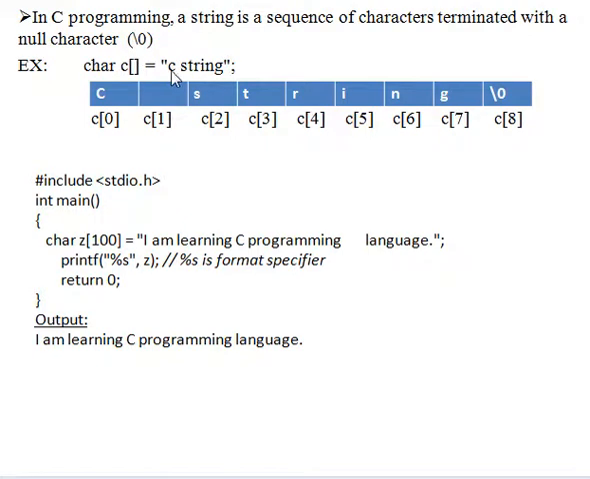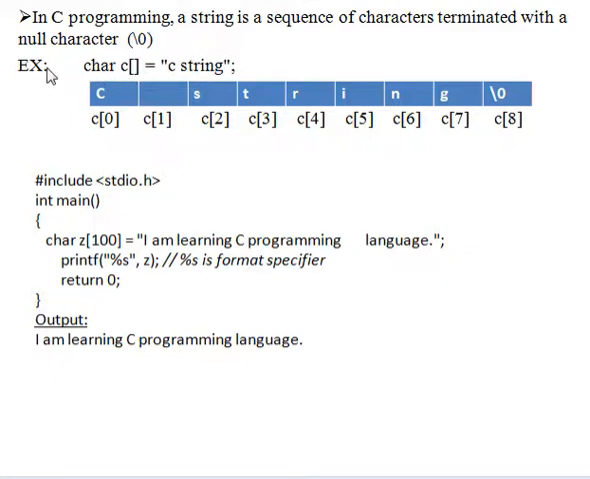Every string ends with a null character. Generally, to store a single character, we need one variable of character data type. To store a group of characters, that is a string, we need one array. The array should be of character data type. So to store any string, we should use one array.